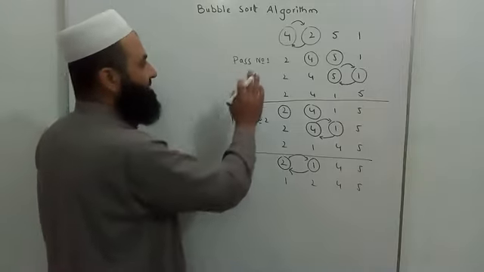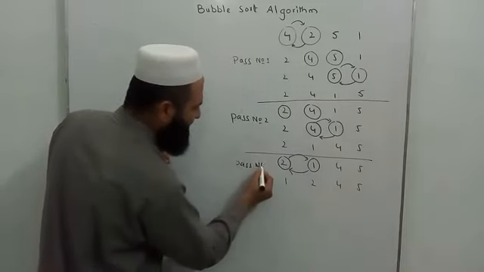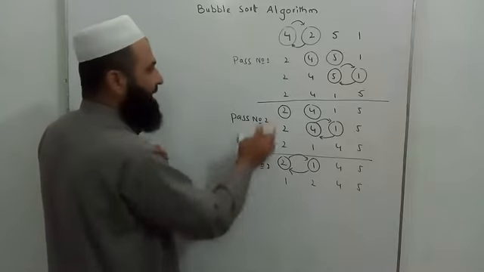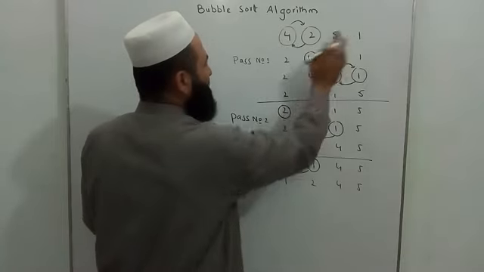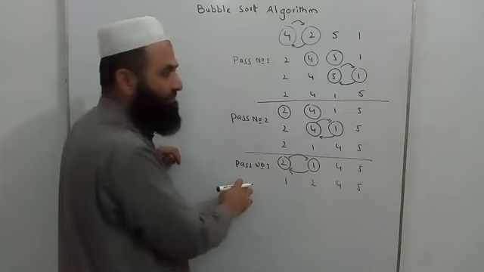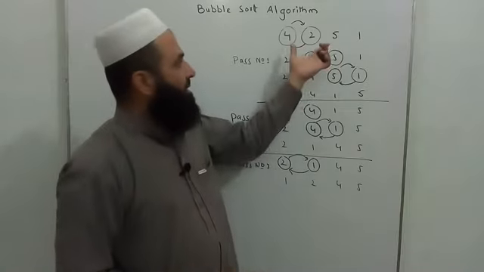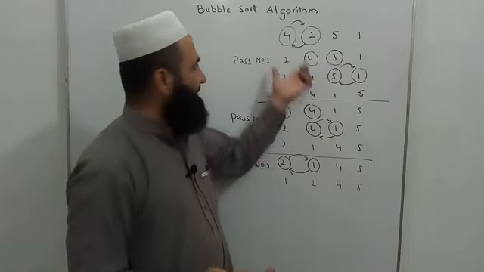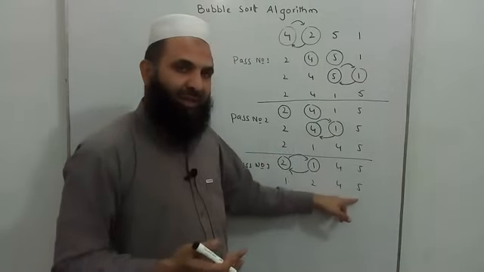So how many passes are there? This is pass number 3. How many passes are there? There are 3 passes. And how many numbers do we have in the sequence? 1, 2, 3 and 4. So for 4 numbers we have 3 passes, because for 4 numbers we have used 3 passes. In 3 passes, 3 elements are moved to their correct position.